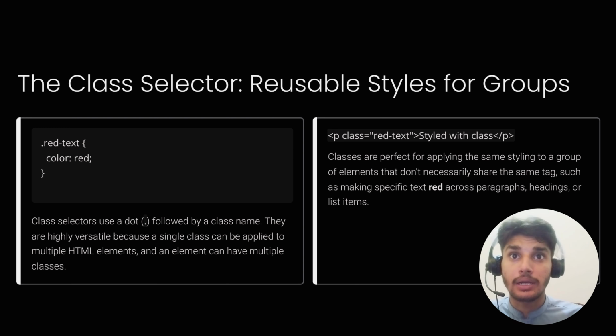Class selectors target a group of elements with the same class name. Add a dot before the class name. Use when you want to style multiple elements similarly, reusable across many elements.